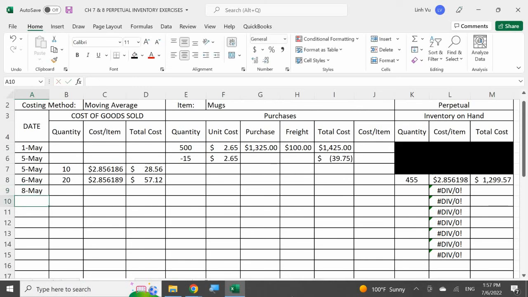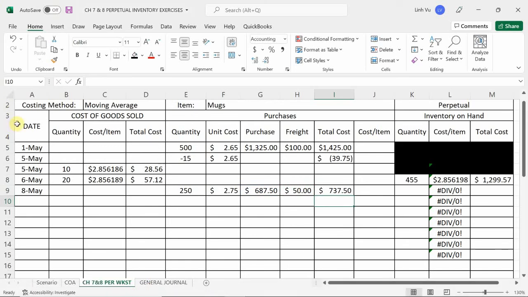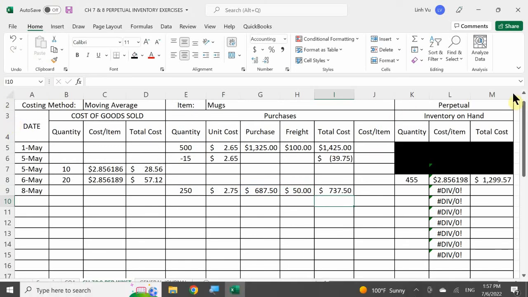Okay, it's May 8th. Skip over the cost of goods sold. We purchased 250 units at $2.75 each. And then we had freight of $50. So what is my total purchase price here? $687.50 plus 50 should give you your $737.50.